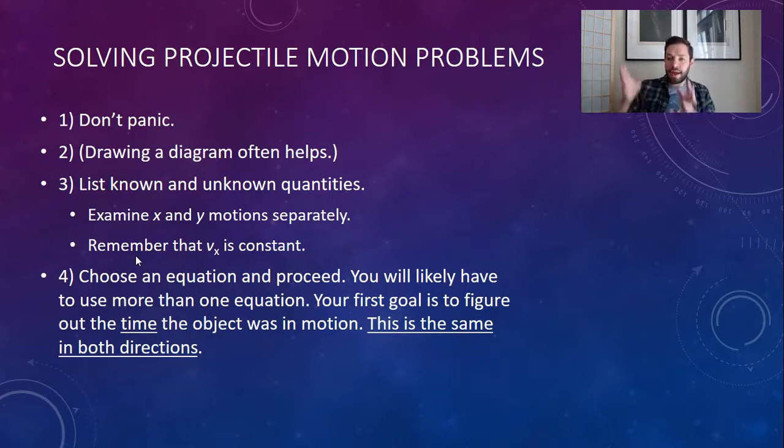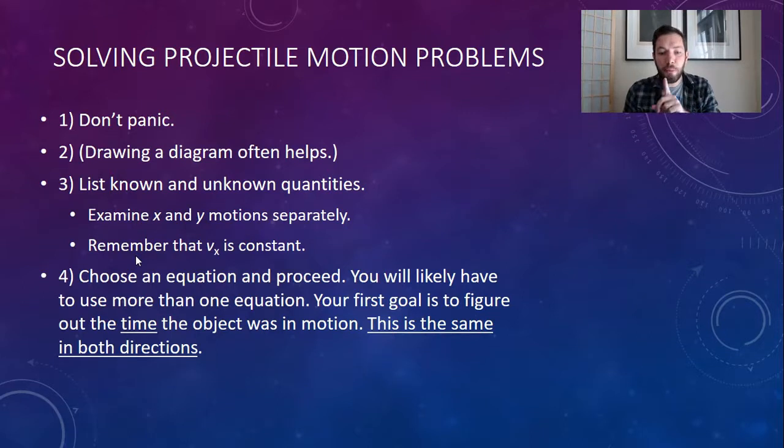Keep in mind that the x motion and the y motion are not the same thing. We cannot use them interchangeably. We have to look at them one at a time. And then, just like we've been doing, we're going to pick an equation and proceed. You will almost always have to use more than one equation. Like we'll find one thing using an equation, and then we'll plug that into a second equation. So we're now going to see 2-step problems, 2 or 3-step problems.